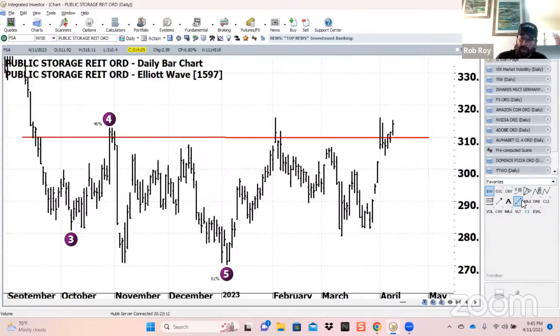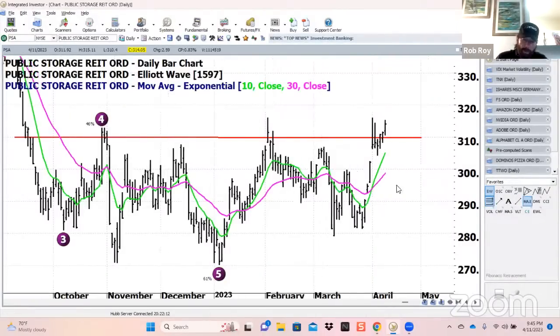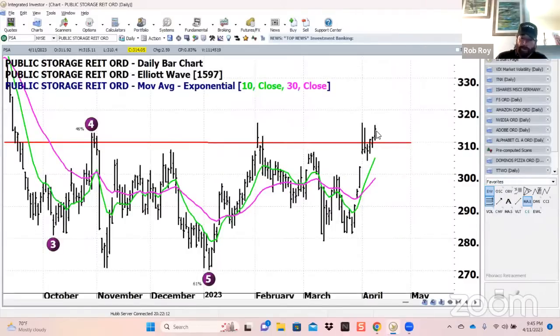The only negative here that I see is we are a little bit overbought. So we're above 310. We may come back down and test that 310 level. If we break down below 310, I would say, okay, wait, pause. Take it off. Let's see if it can turn around and get back above it. But as long as it holds 310, even if it moves back lower from here, I still think you're okay to be long this one.